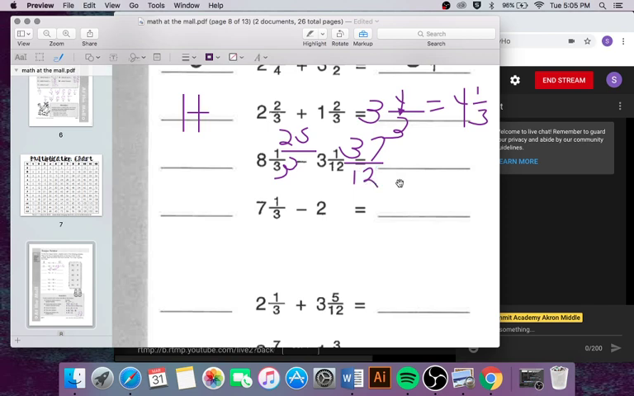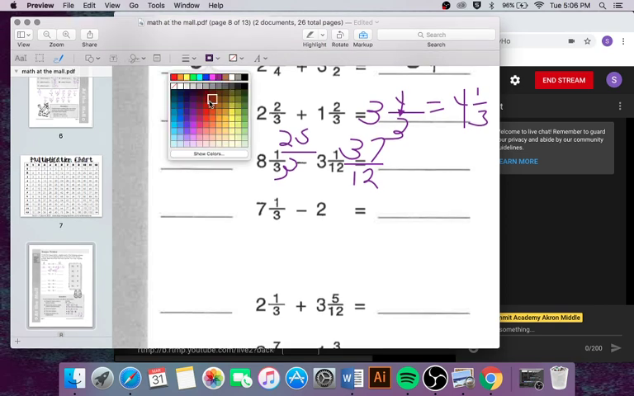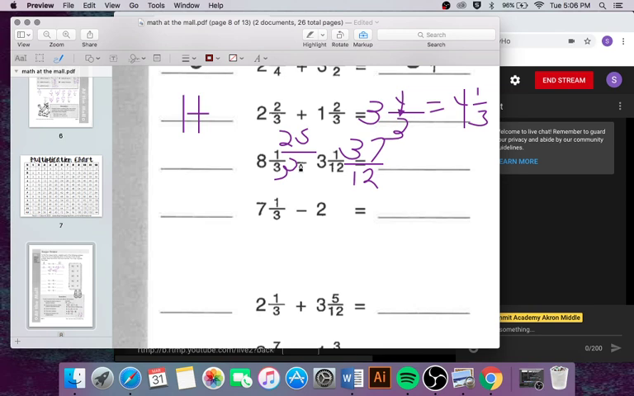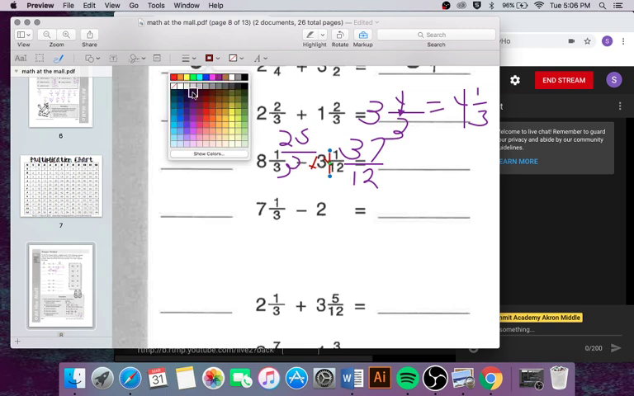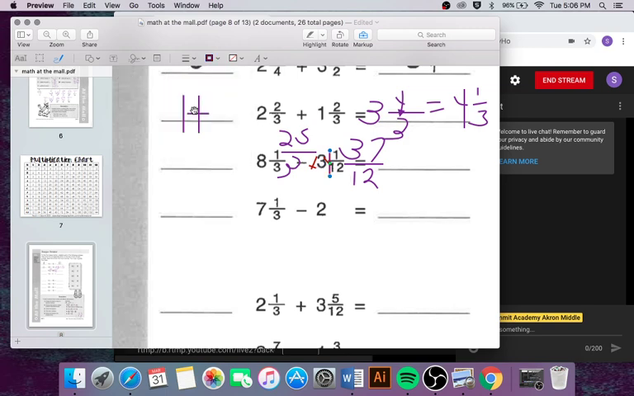Okay. Now our least common multiple for both of these is 12. So we have to figure out 3 times what is 12, and that's going to be 4. So let's find a different color. We're going to multiply this times 4. So 3 times 4 is going to give us 12.